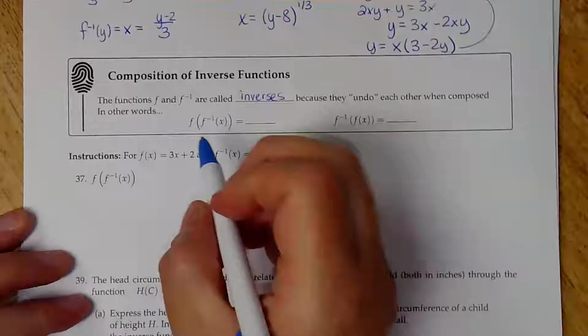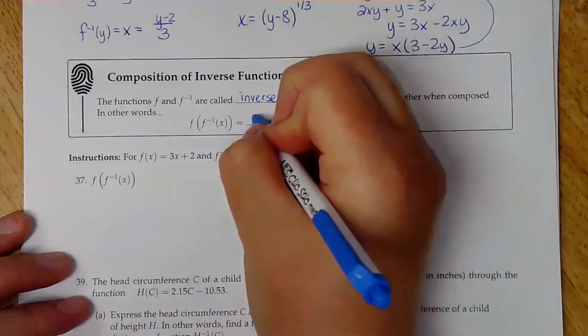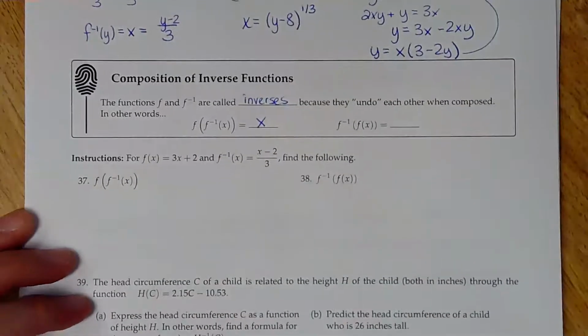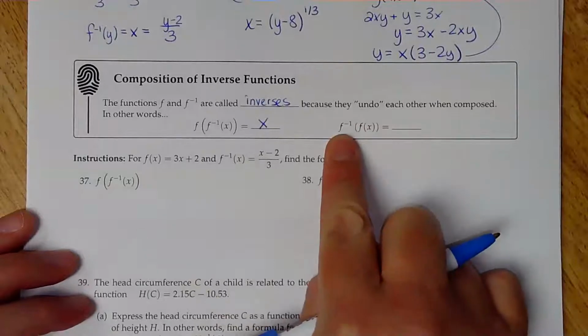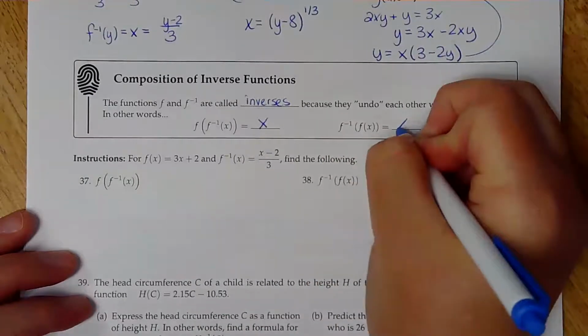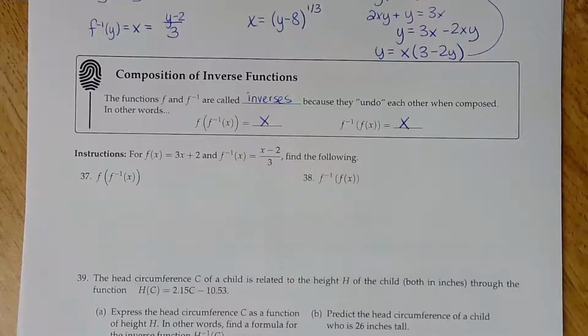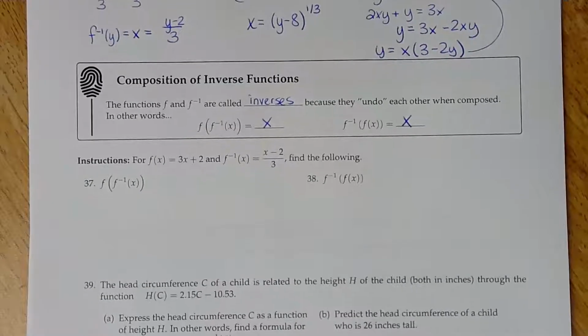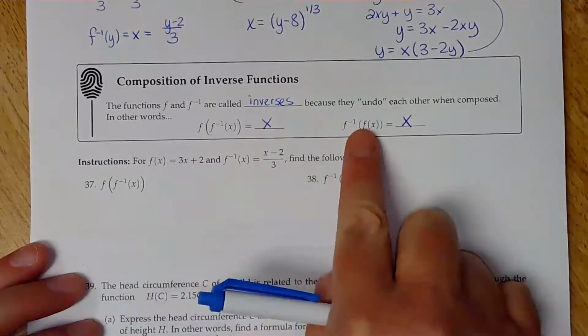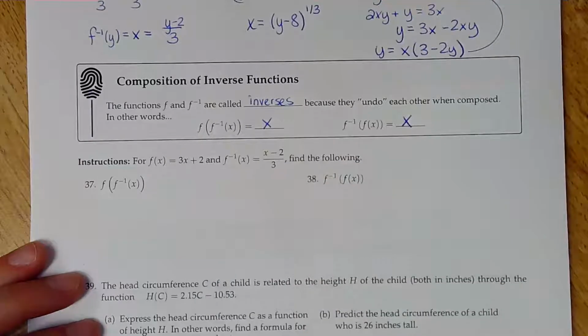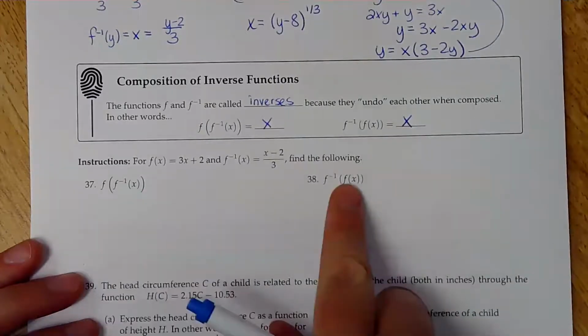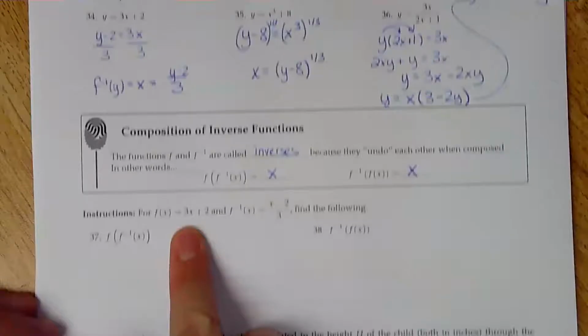So in other words, if you take f of f inverse of x, you should get x, and f inverse of f of x also gives you x. So if you were asked to verify that two functions are inverses, you actually need to make both of these calculations here. So we have f of f inverse of x and f inverse of f of x for this original one that we did here.